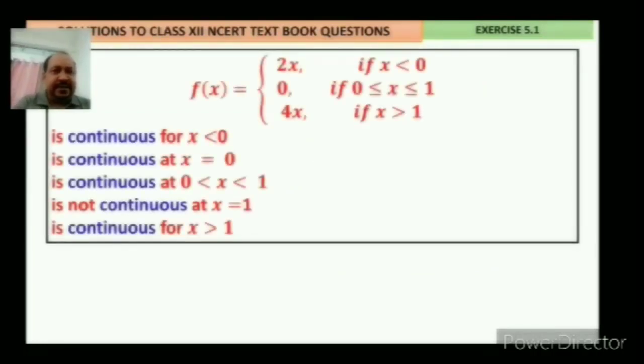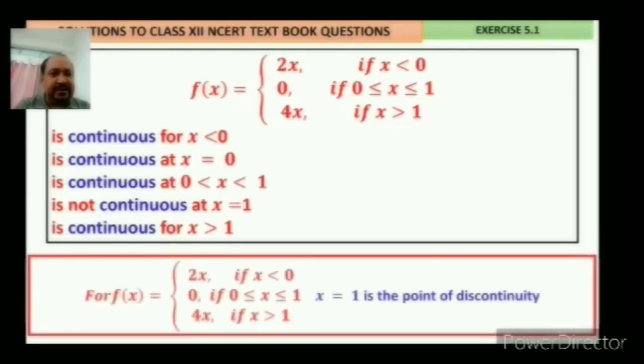Now you can summarize the conditions of continuity. The function is continuous for x less than 0, it is continuous at x equal to 0, it is also continuous when x is greater than 0 but less than 1, but it is not continuous at x equal to 1, and it is continuous for x greater than 1. So you can observe that x equal to 1 is the point of discontinuity of this function.